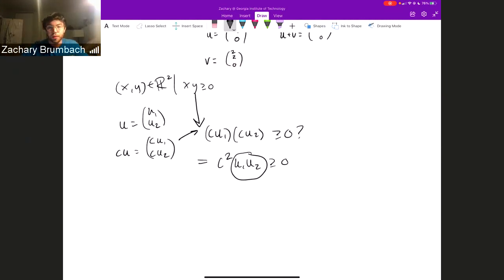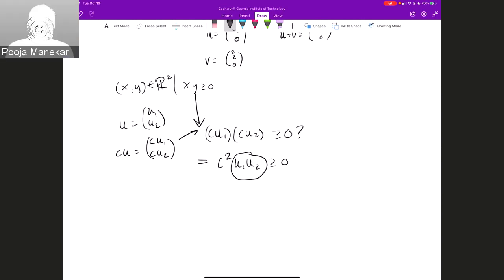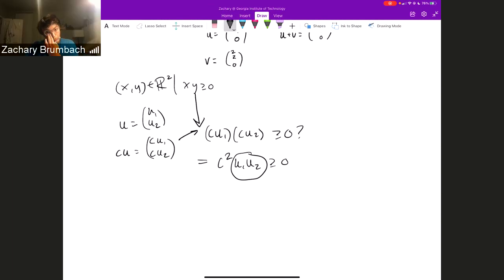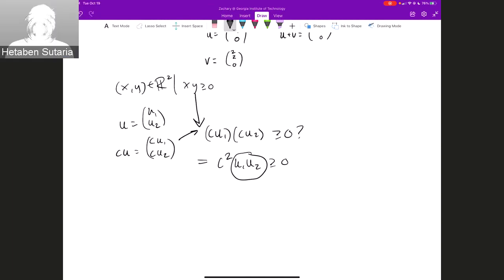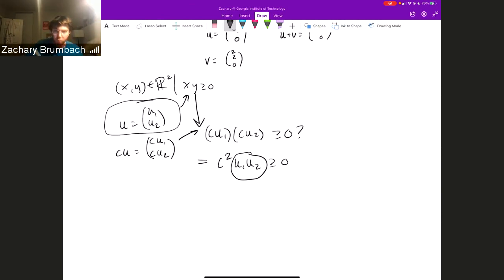Yes, so it is closed under scalar multiplication. So what if u1 was positive and u2 was negative? Then if u1 was positive and u2 is negative, this does not satisfy our conditions, and we don't even need to consider it. When I define a general u, that's a u that satisfies the conditions.